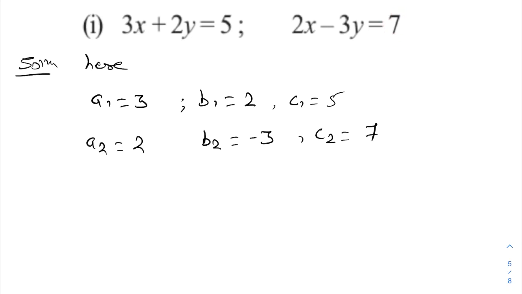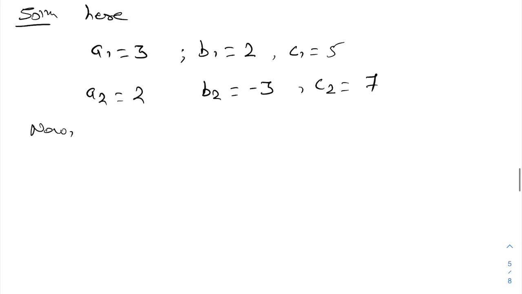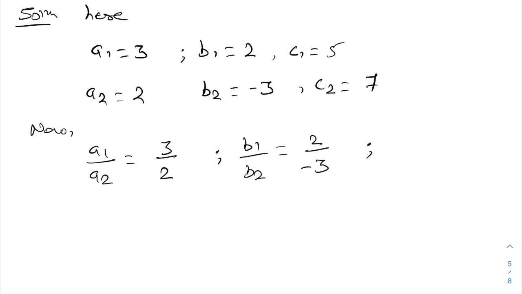So we can directly consider these values as C1 and C2. If they are not present on the same side, then we have to bring it on the same side. Is it clear? So now the next step is that we have to find the ratio of A1 upon A2. So A1 upon A2 equals 3 upon 2, B1 upon B2 is equal to 2 upon minus 3, and C1 upon C2 is equal to 5 upon 7.